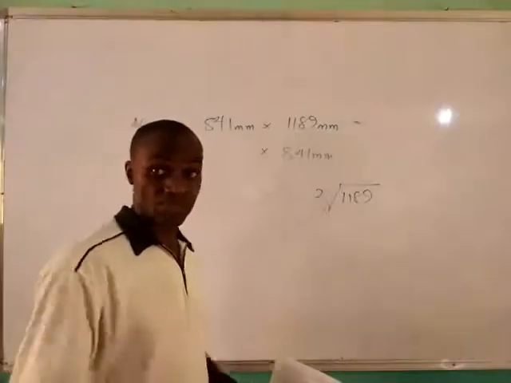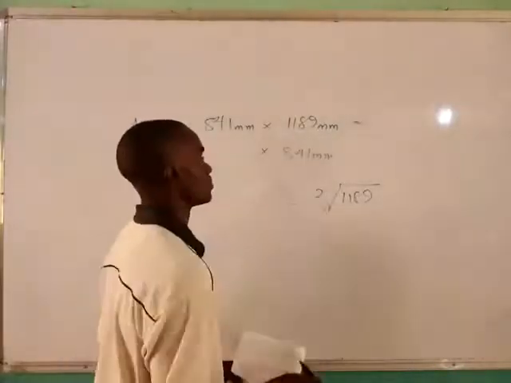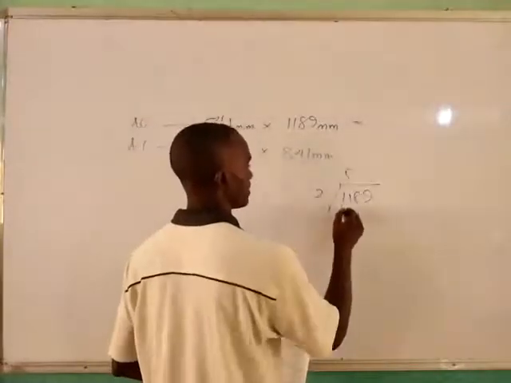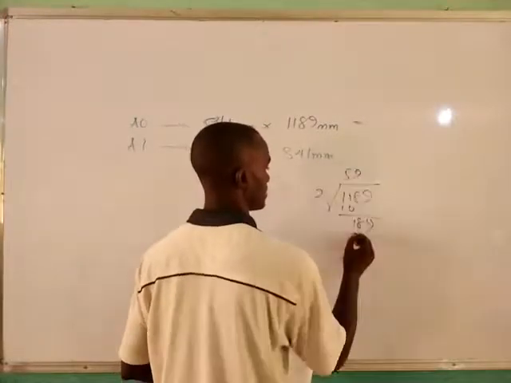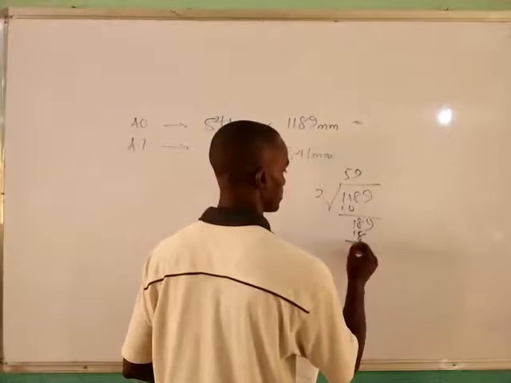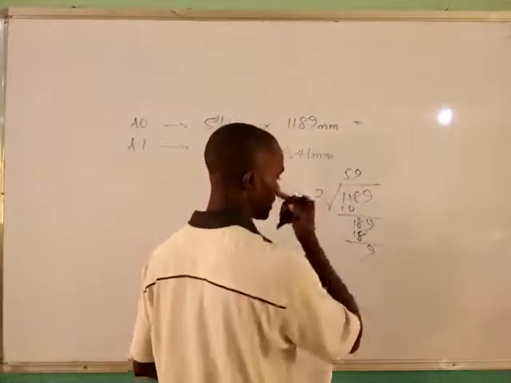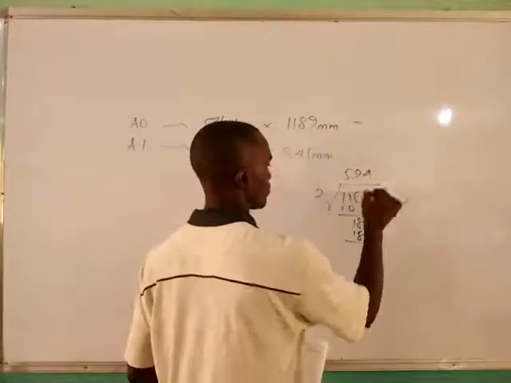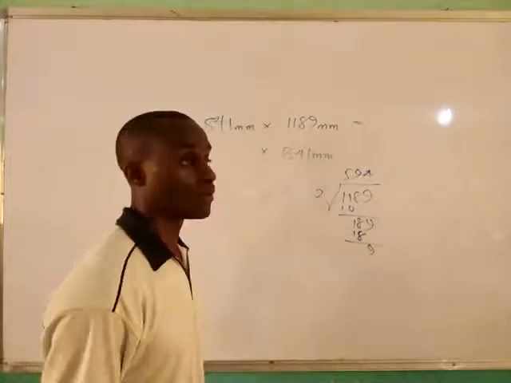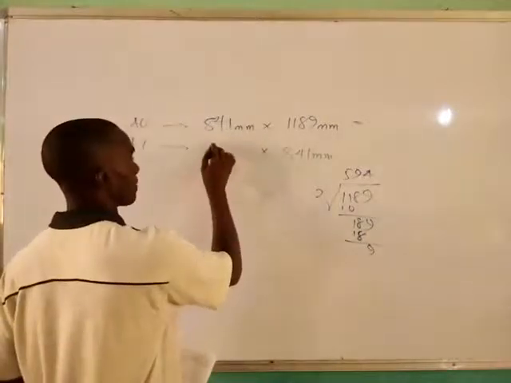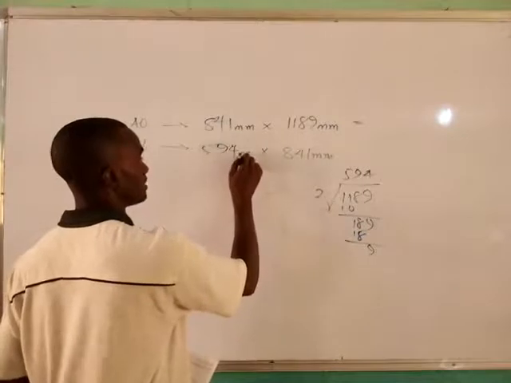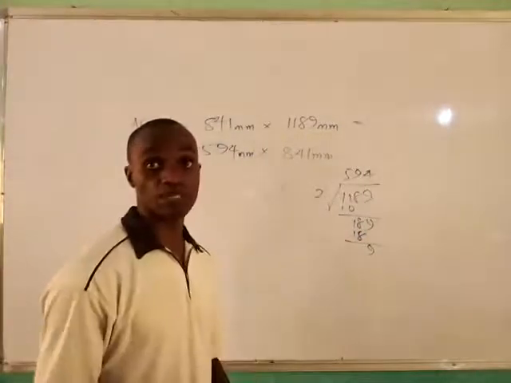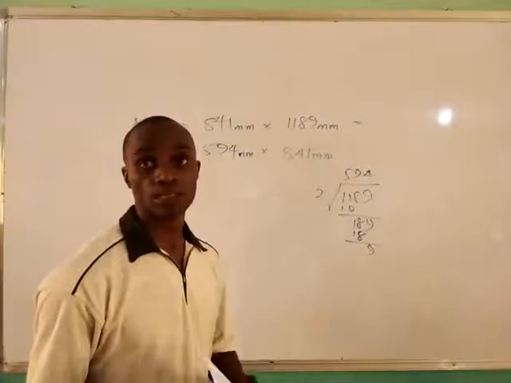So we want to get A2. You divide by 2. You have 5, which is 10. You have 1, 8, 9. You now have 9 times this, which is 18. You bring out 9. Now divide by 4. So this is going to become 594 millimeters. This is for A1.